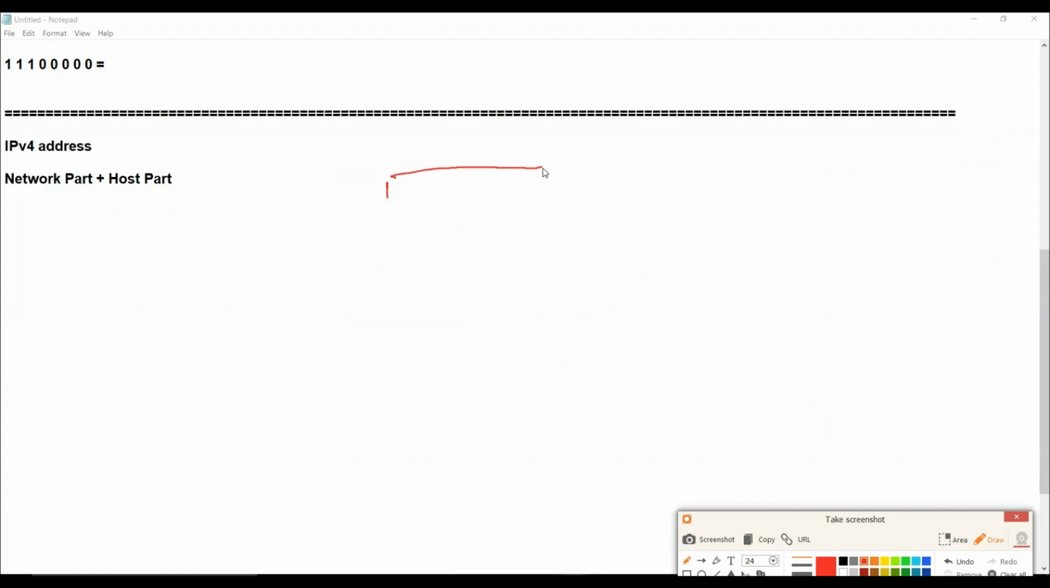If I write that down in a box, this is your IPv4 address. It will have two parts, a network part and a host part. Now how do you actually write it down? To understand the network part and host part, you first have to consider the class of the address, right?